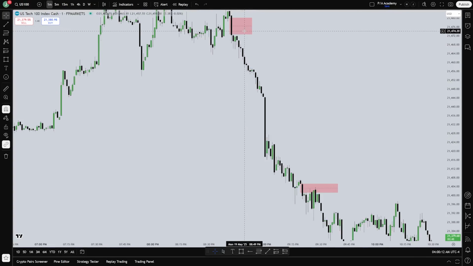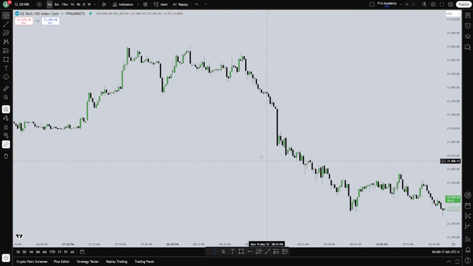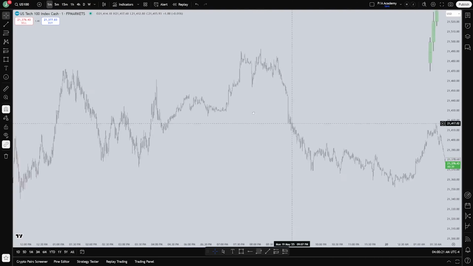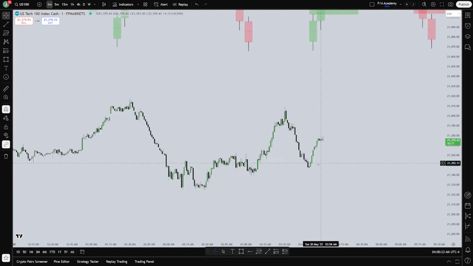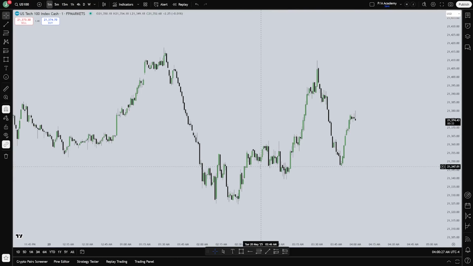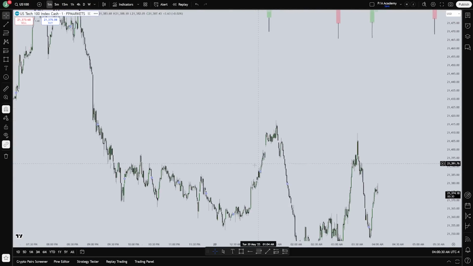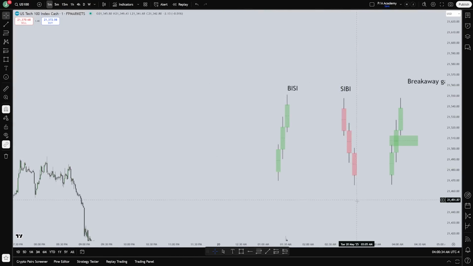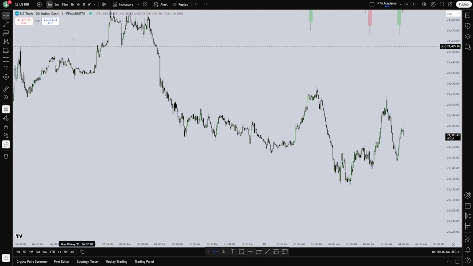Hopefully you guys are understanding. This is fairly simple. I don't know if I'm explaining it well, but it's fairly simple. So hopefully I go over it enough here and you see multiple examples of them and understand it. But yeah, let's go over the inversions now. So we went over the BISI and the SIBI. Let's go over the inversion aspects of it.